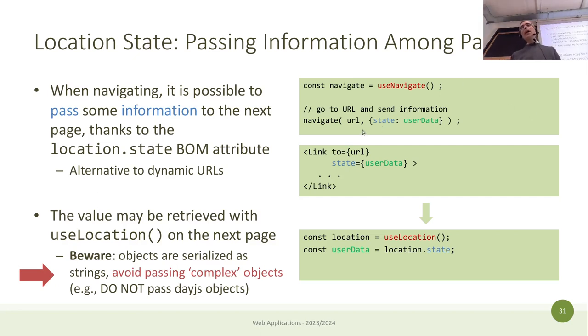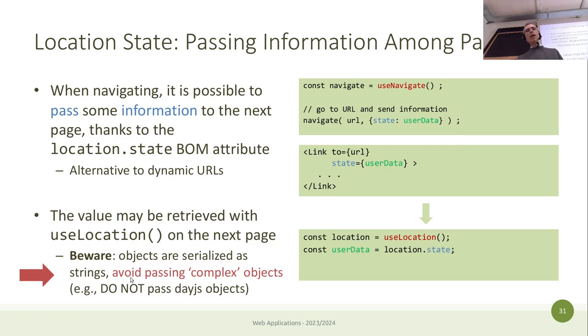Okay, but anyway, to use this functionality is somehow easy. There's an additional attribute for the Link component, and there's an additional optional parameter for navigate. That is an object where you can set the state property, and this will be preserved when you receive. You can retrieve the information through this useLocation hook and access it through dot state.